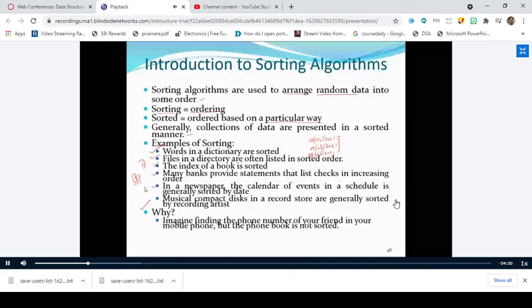As an example, we have discussed the contact list of a phone book, right? Imagine finding a phone number of your friend in your mobile phone. If they are in sorted order, for example, I want to search for the contact number of Satya. I can directly press the letter S so that I get the list of contacts stored under this S alphabet. So I can simply search for the Satya contact details, right?